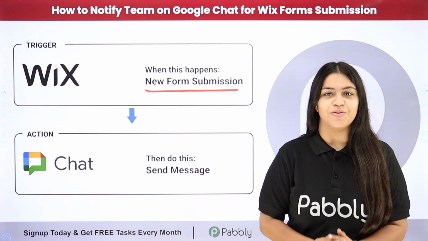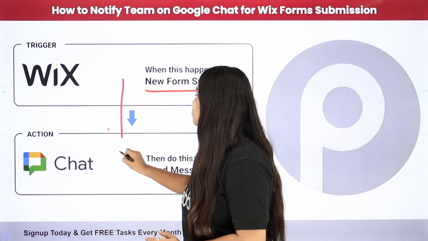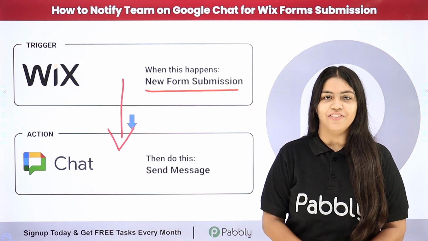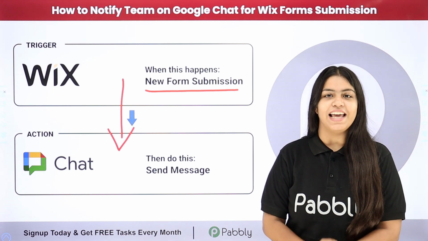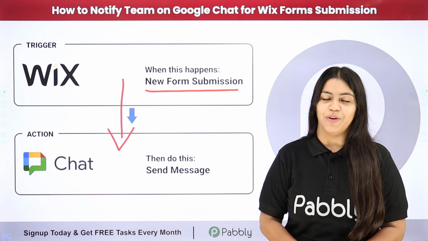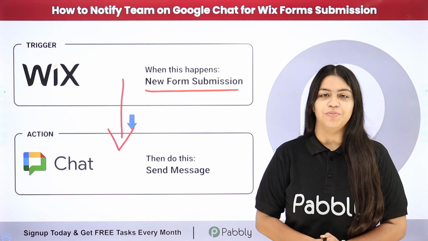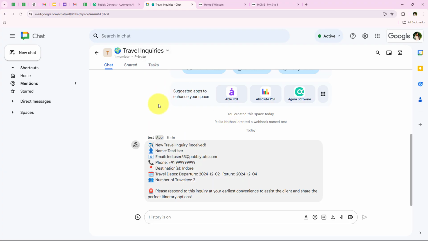So to do this, we're going to create a connection between Wix and Google Chat. To create this connection without knowing any programming or coding language, we are going to use Pabbly Connect. It is an amazing automation software. So do you also wish to learn this process step by step? Then let me take you to my computer screen. Welcome to my screen, everyone.